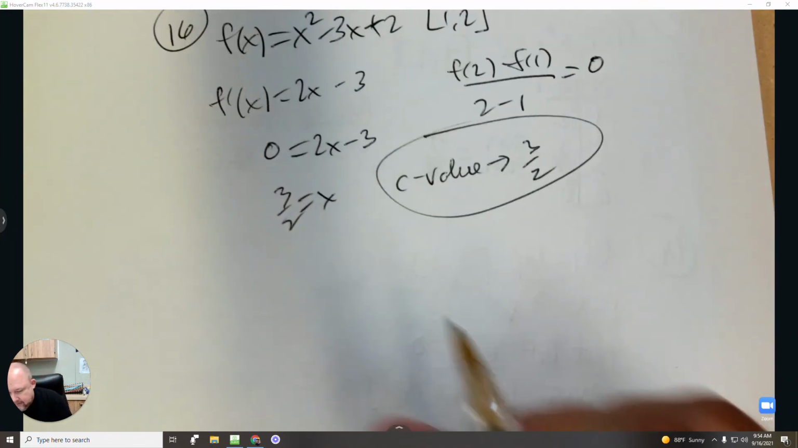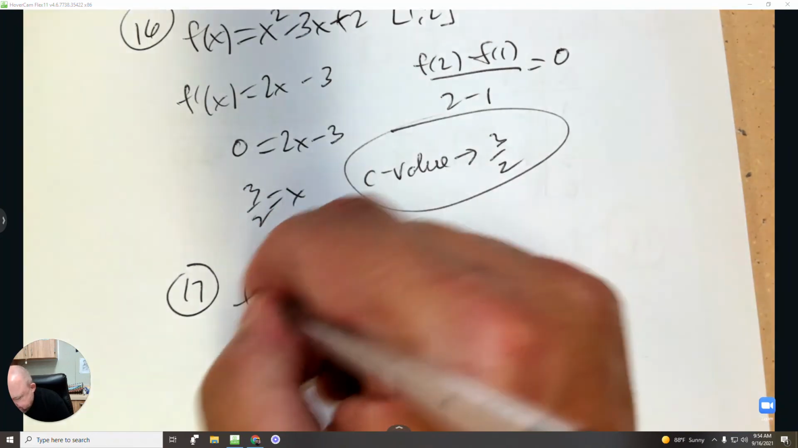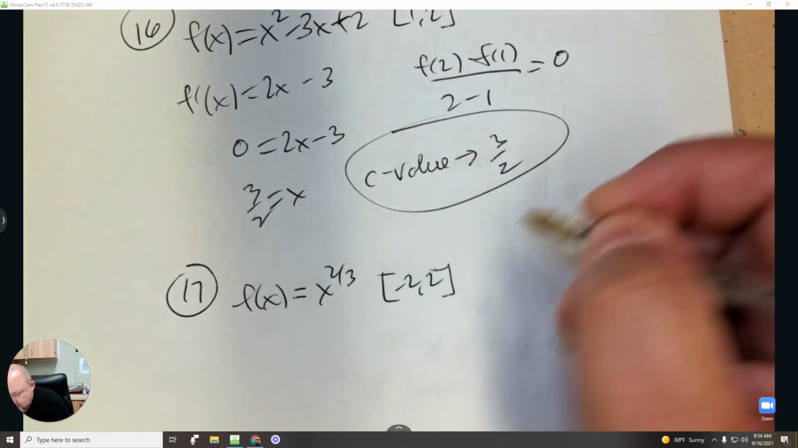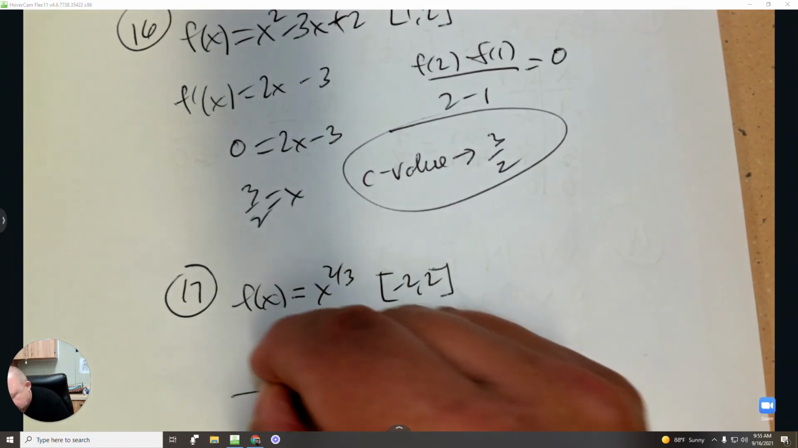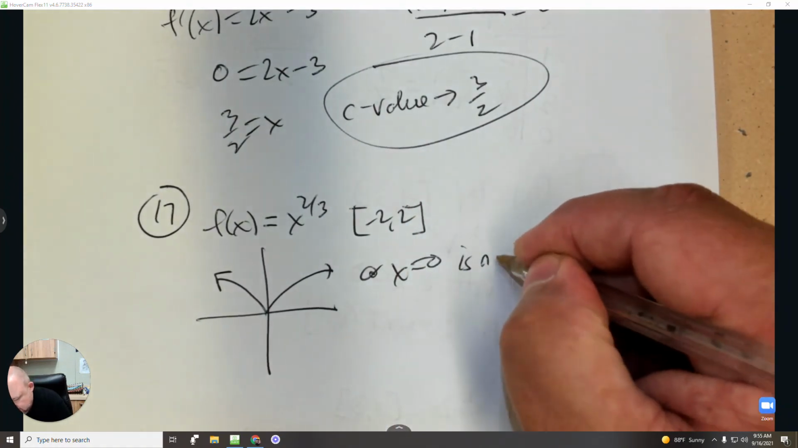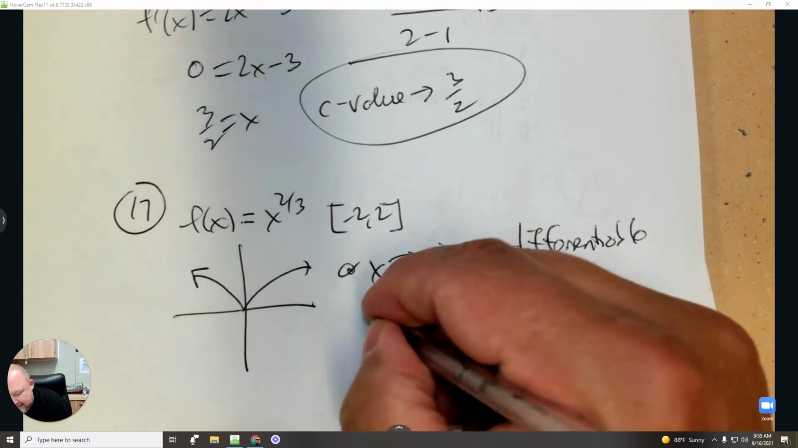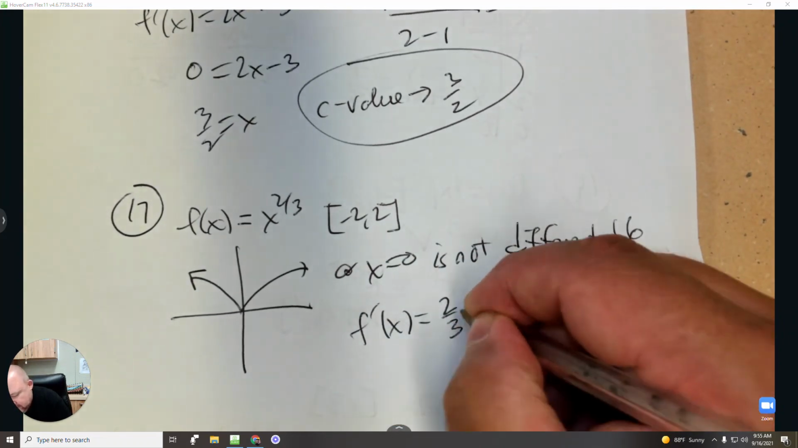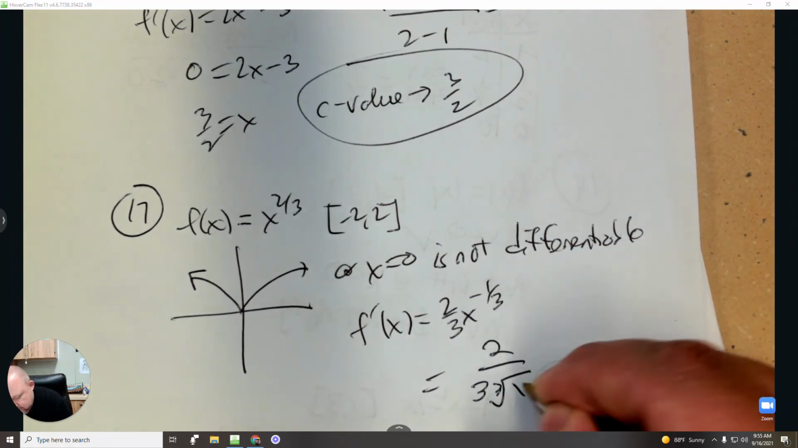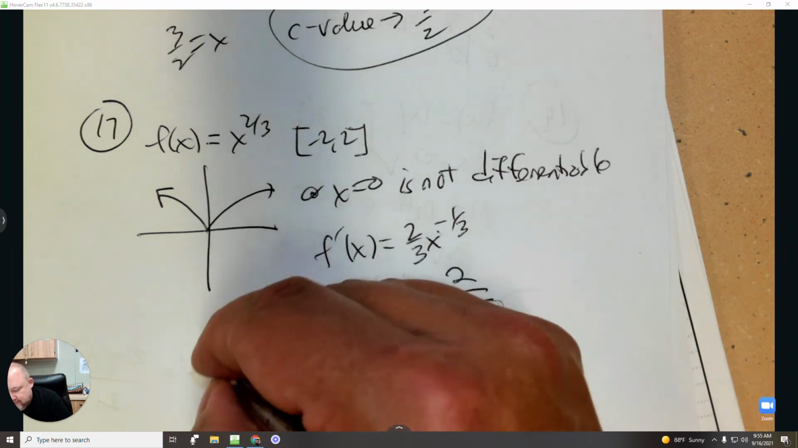Alright, 17, just give me the last one for this video, then I'll do part 2 for the second half. This graph looks like this. There's a cusp or sharp corner at 0. You could also see it algebraically. So if you took the derivative and you made it algebra friendly, you can see 0 makes the derivative undefined, so the MVT does not apply.